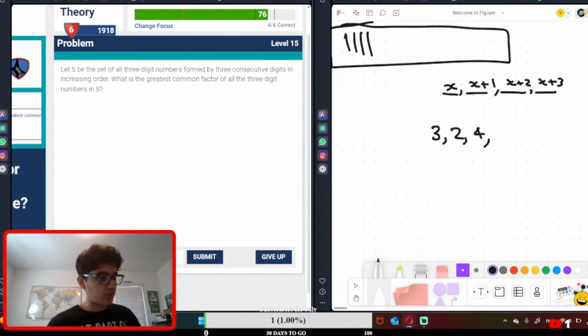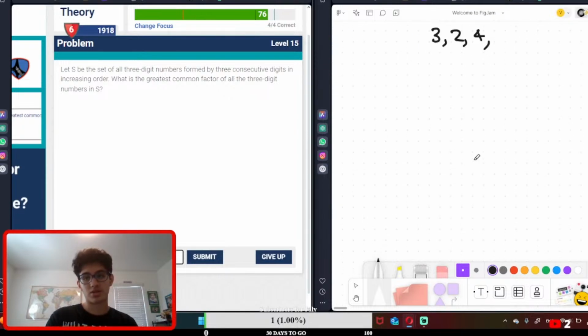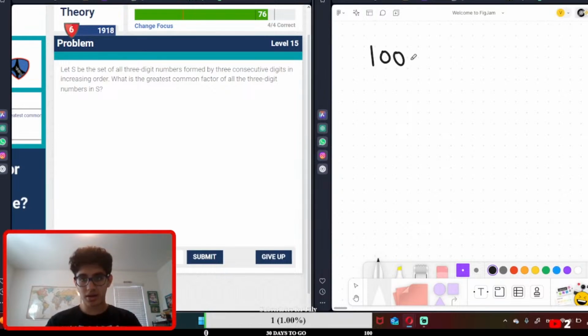Oh no, what if you begin with 1? Then you have 1, 2, and 3, so it will just be 6. Wait, what is this even asking? Let S be the set of all three-digit numbers formed. Oh, wait, I misunderstood. You're not multiplying them at all. You're basically doing 100A plus 10 times A plus 1 plus A plus 2, right?